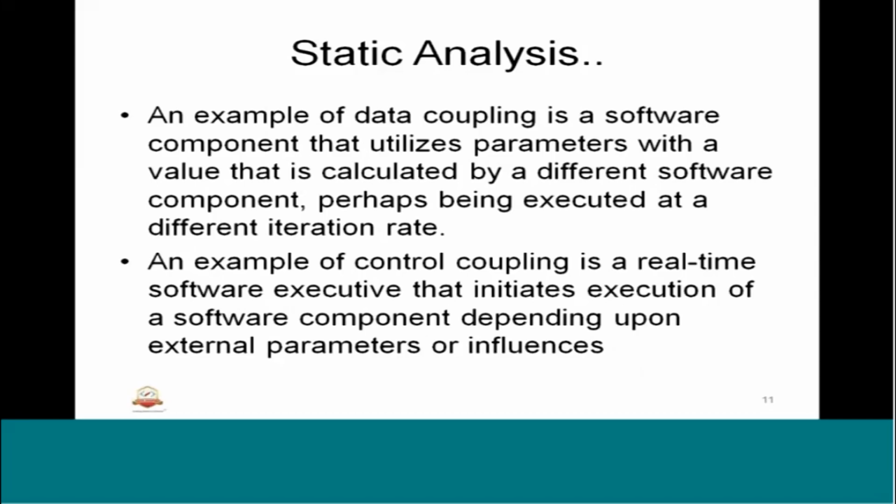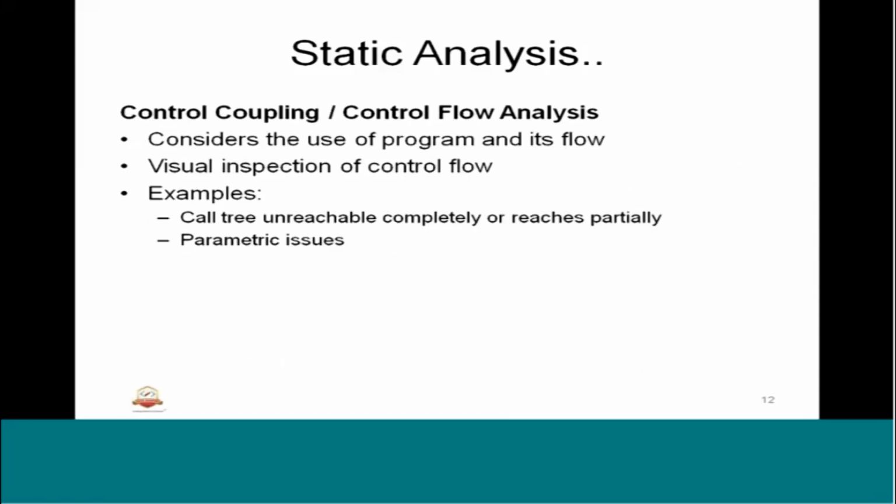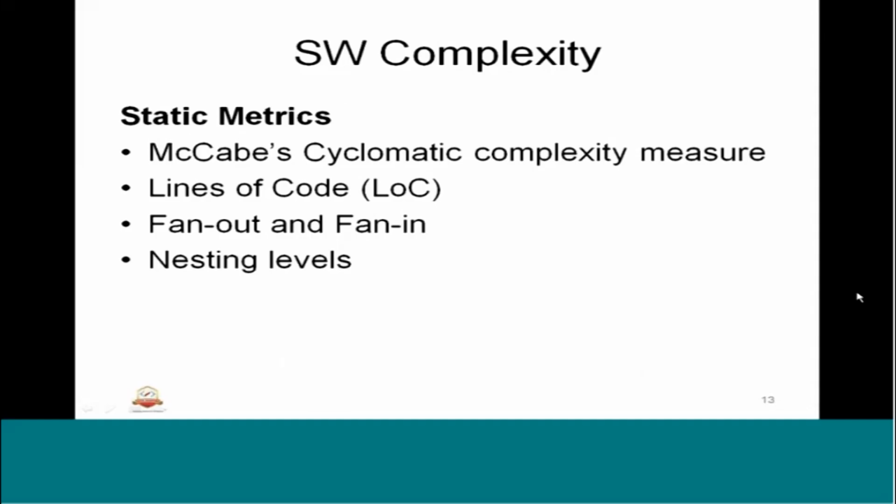We have studied examples also in the other section. With the help of control coupling and control flow analysis, we can see if there are any unreachable paths, partially or completely, or any parametric issues so that the flow is not proper, and we can have a visual inspection of the control flow. Also, we do software complexity, which is called a static metric, which we study in detail in the later sessions.